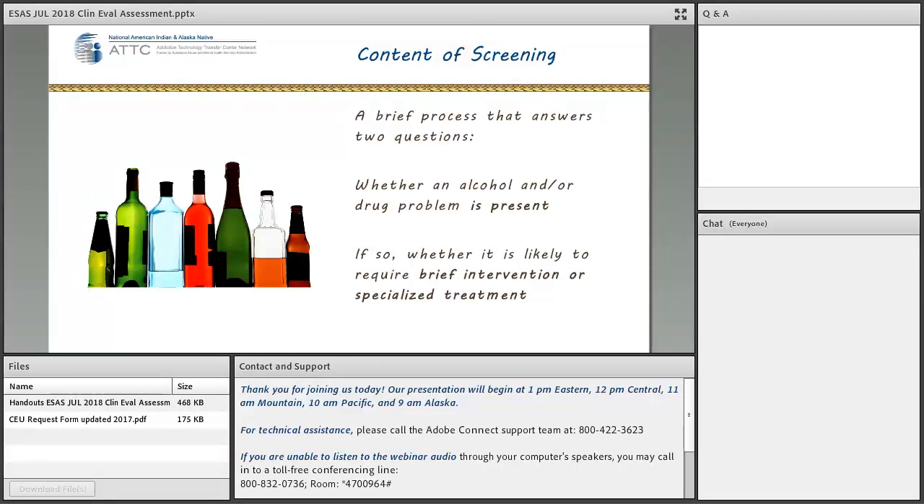Okay, so then we get into the contents of the screening. It's a brief process that really answers 2 questions: whether alcohol or drug use is present, and if so, whether it is likely to require brief intervention or specialized treatment. Brief intervention for youth might be education classes about drugs or alcohol, maybe about their behaviors.